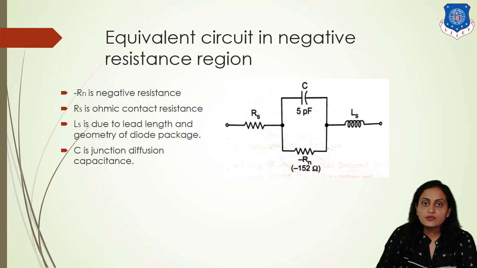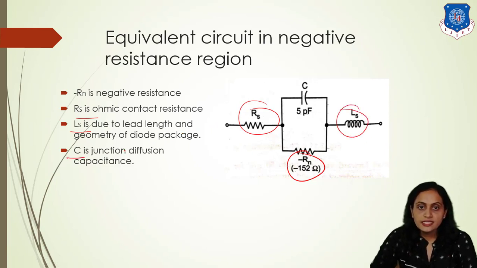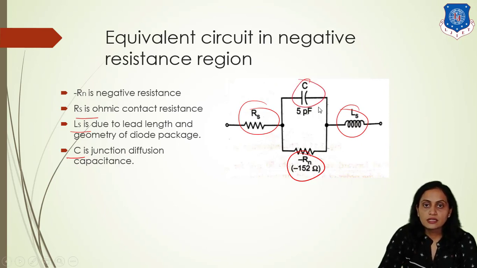Now the equivalent circuit for the negative resistance region. Here Rn is the negative resistance and Rs is the ohmic contact resistance. Ls is due to the lead length and geometry of diode packages, and C is the junction diffusion capacitance. So this is the equivalent circuit.